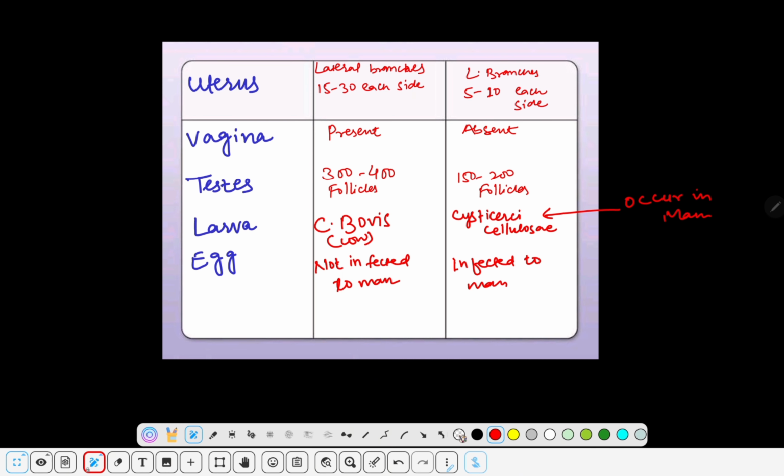So I have got a good mnemonic for you guys, that is Taenia solium. In Taenia solium, this O indicates ova or egg, and M for man. O for ova and M for man of Taenia solium. So this is a nice way to memorize it.